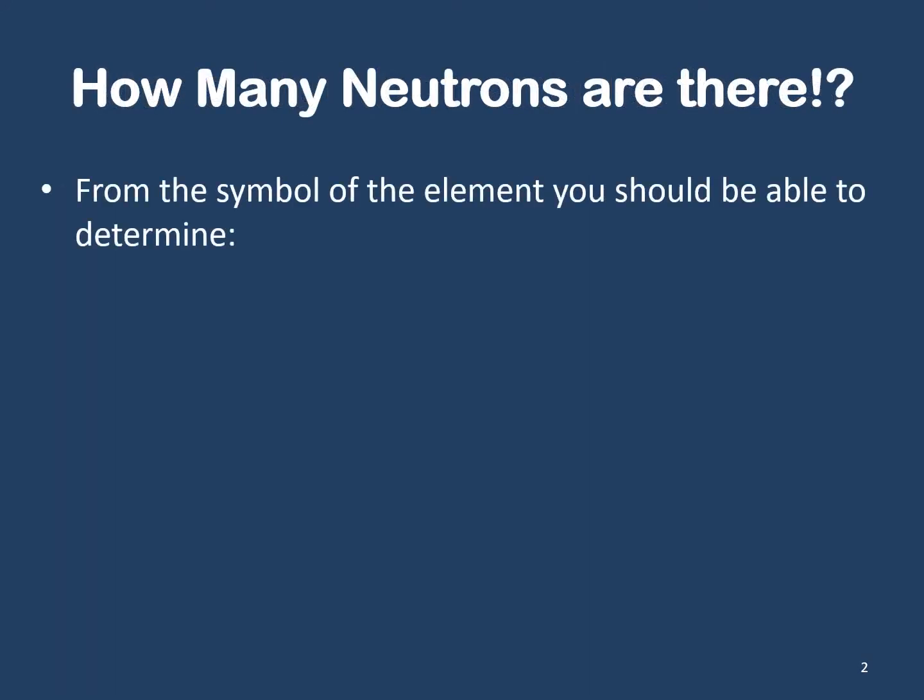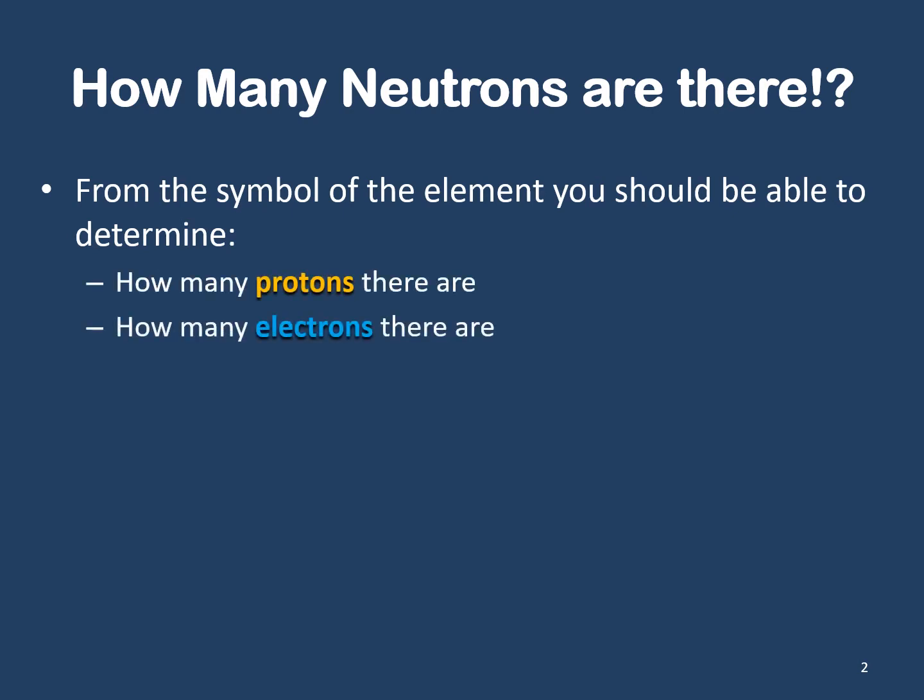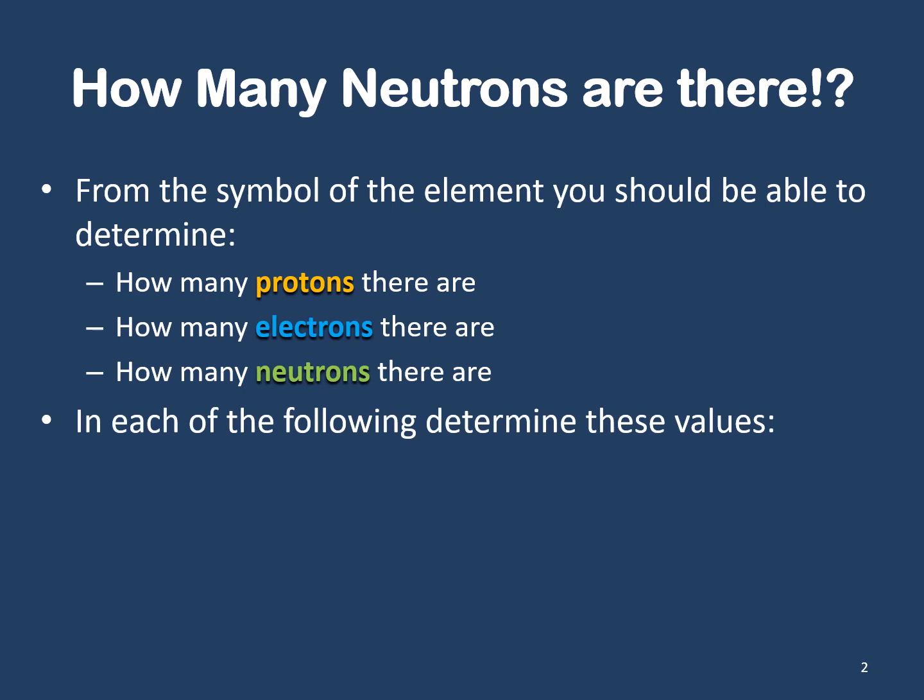One of the things we can do now, from an elemental symbol, you should be able to determine the number of protons, the number of electrons, and the number of neutrons in that atom. So let's do that. All right, so we have an atomic symbol here. If we want to figure out protons, that's the easiest one to start with because the atomic number is how many protons. So I know that this element has 19 protons because it's potassium.